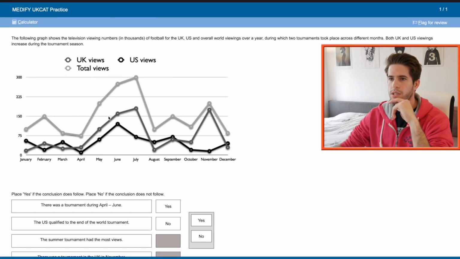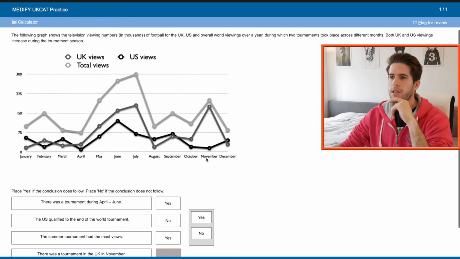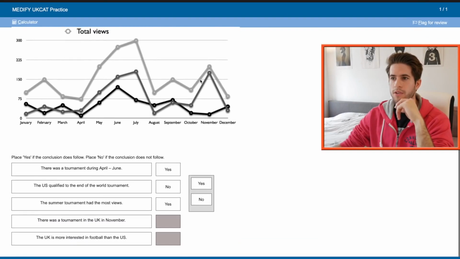The summer tournament had the most views. I think that is pretty clear to say. Total views in the summer here, winter views there. So we can say that. There was a tournament in the UK in November. Yes, because it says both UK and US viewings increased during the tournament season, and we can see an increase in views during the tournament season, so that's a yes.